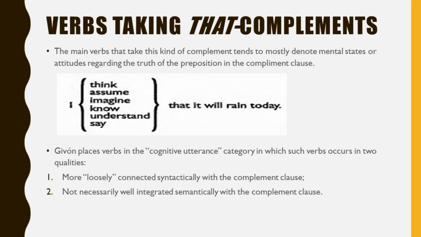The first quality means, for instance, that it is easy to detach a that complement from its main clause, omit the complementizer, and be left with a perfectly well-formed sentence. While the second quality means that it is not at all necessary for the subject of the complement clause to be identical to any noun in the main clause.